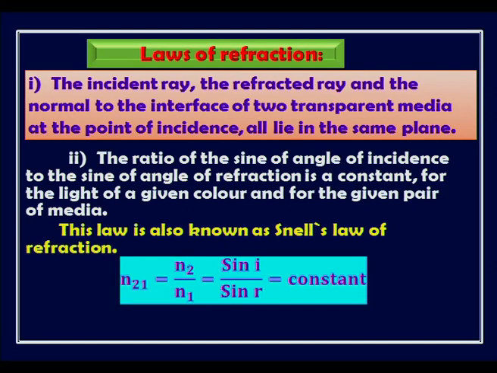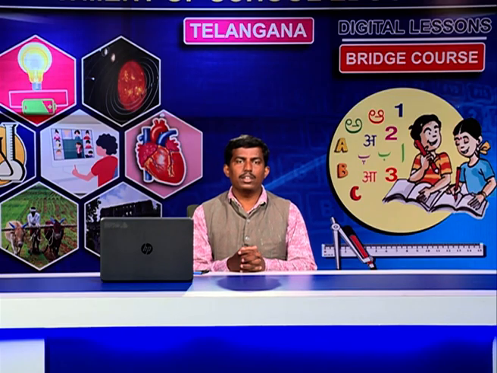So, sin i by sin r is equal to a constant. Sin i by sin r is equal to the refractive index of the second medium with respect to the first medium, also written as the refractive index of the second medium by the refractive index of the first medium. By cross multiplication, we get n1 sin i is equal to n2 sin r. This is called Snell's law of refraction. These are the laws of refraction.